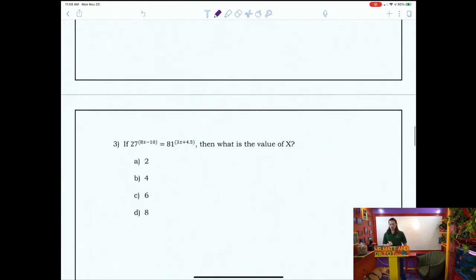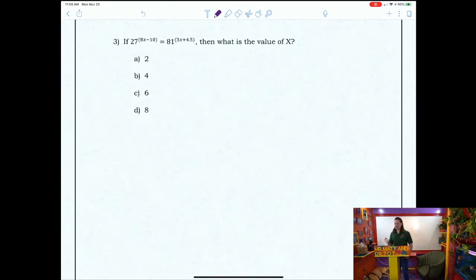Question number 3. If 27 raised to the 8x minus 10 power is equal to 81 raised to the 3x plus 4.5 power, then what is the value of x? So take a few moments and solve that.